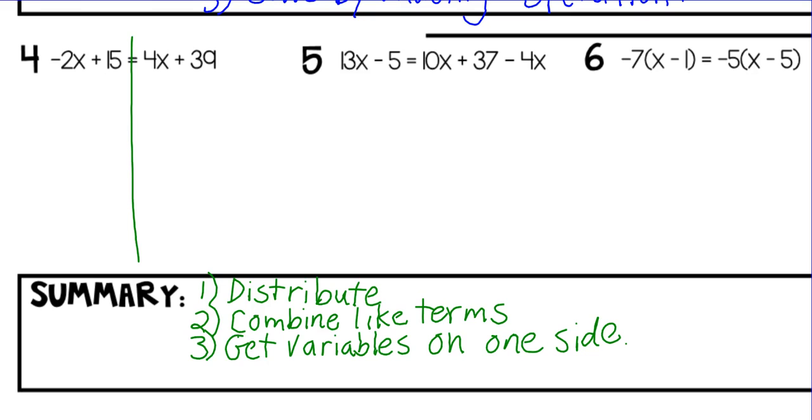So, looking at the first one, we have number 4, sorry. The last step is to solve. Just like we do equations. Undo and do. Undo what's done.